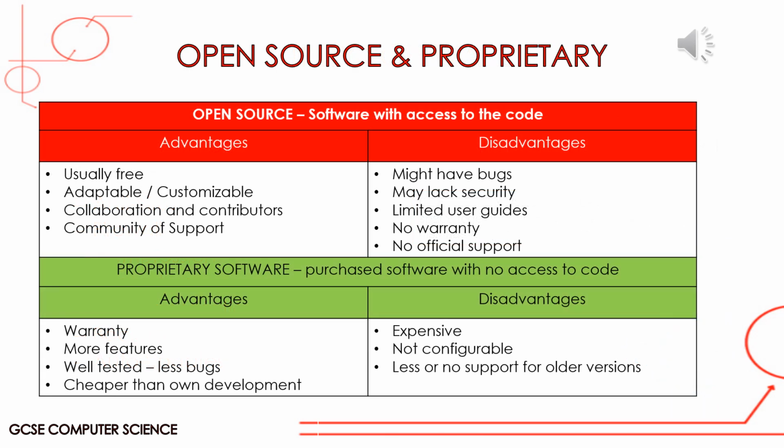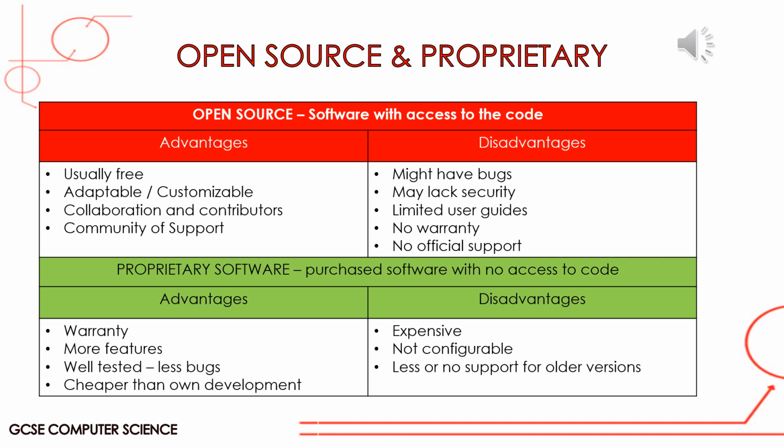Final topic for anything to do with computer systems and software is open source and proprietary. Open source is software where you have access to the code. This has many advantages, mainly because it's usually free and it's adaptable and customizable, as in you can edit the code. You can collaborate with other people and try to contribute new things to the actual code. And also there's usually a community where you can get help with it.